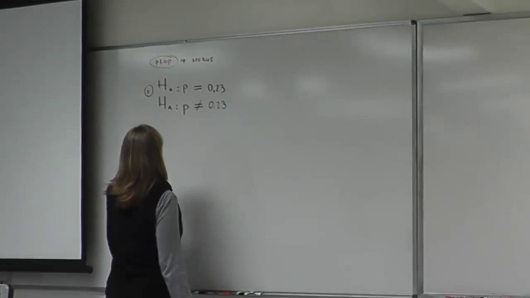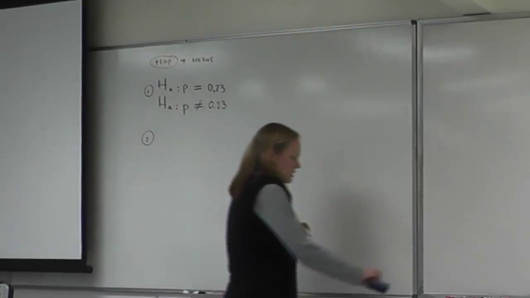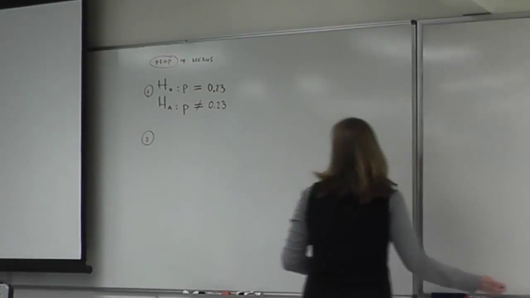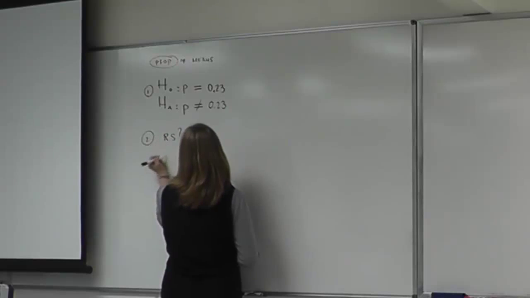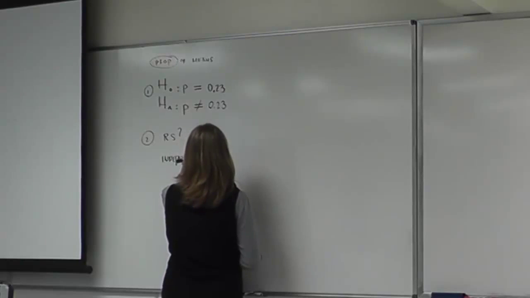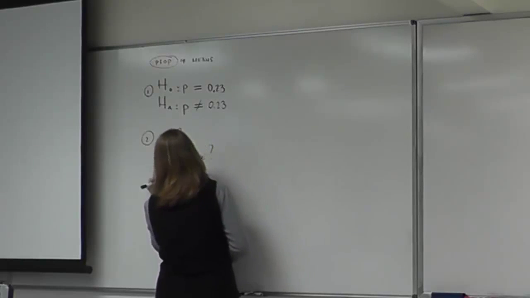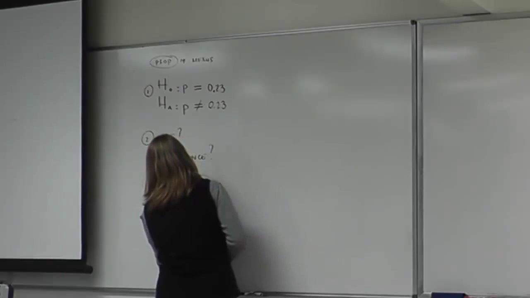The second step is conditions and assumptions. See if we can go through these quickly. I'll paraphrase: random sample, independence, we're going to ask about that. We're going to check success failure, and we'll think about the 10% condition.